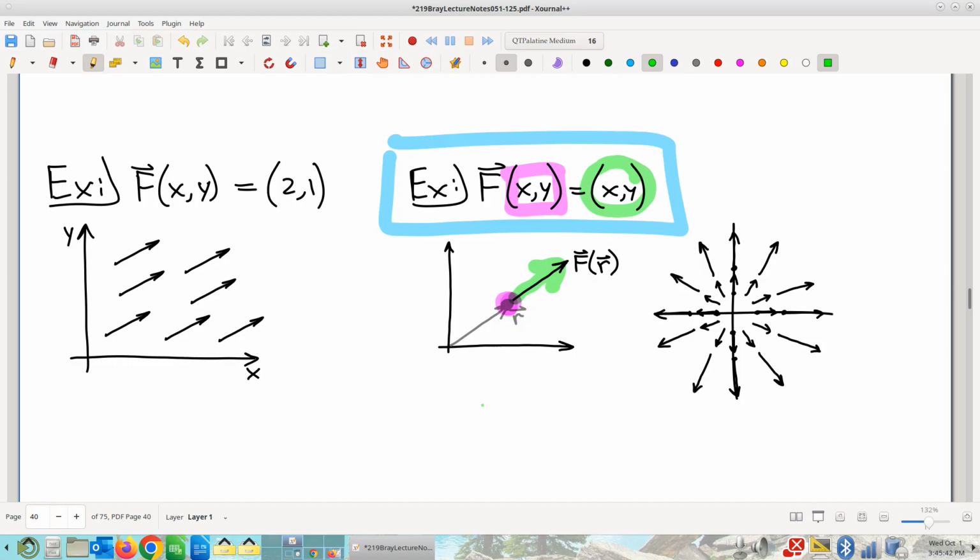Okay, so notice that at every point then, for this vector field, the field vector will always be radially outward from the origin, and the magnitude will equal the distance from the origin. So the further you get out, the longer the field vectors are, and always radially outward. And so you think that through in a bunch of examples, and you get this. Everybody happy?